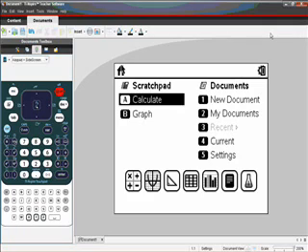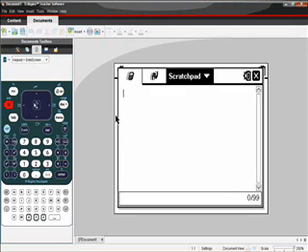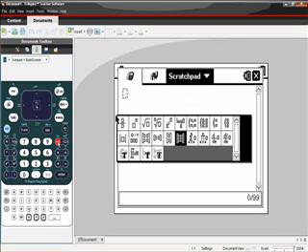Alright, so here's our calculator. On the left hand side you'll see the keypad for the calculator, and then on the right hand side you see the computer screen. So we're just going to go into a calculator screen. It doesn't matter if it's a scratch pad or not. But what we need to do is get the matrix on our screen. So the inverse of A was a 2 by 2 matrix.